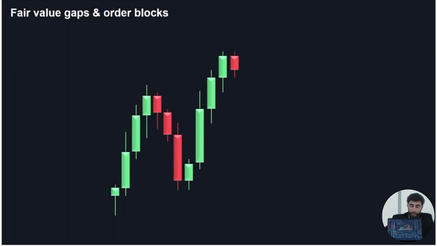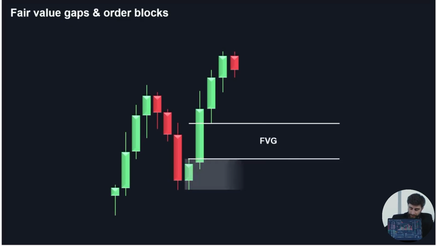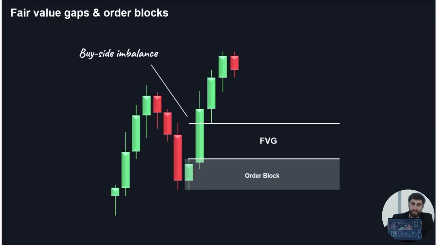The final step is to identify fair value gaps and order blocks, which are our key trading zones. A fair value gap refers to the space between the wicks of 3 consecutive candles on a price chart. Additionally, we treat the candle that created this gap as an order block, as this is where decisions were made. It indicates a buy-side imbalance, where buying pressure significantly outweighed selling pressure, often due to institutional activity.